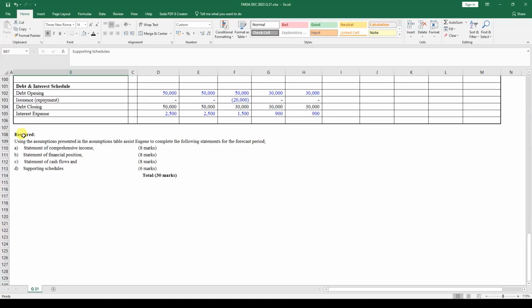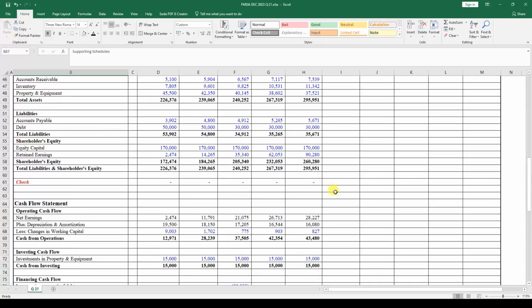We are required, using the assumptions presented in the assumptions table, to assist Eugene to complete the following statements for the forecast period: A, the statement of comprehensive income, the statement of financial position, the statement of cash flows, and the supporting schedules. All of these total to 30 marks.